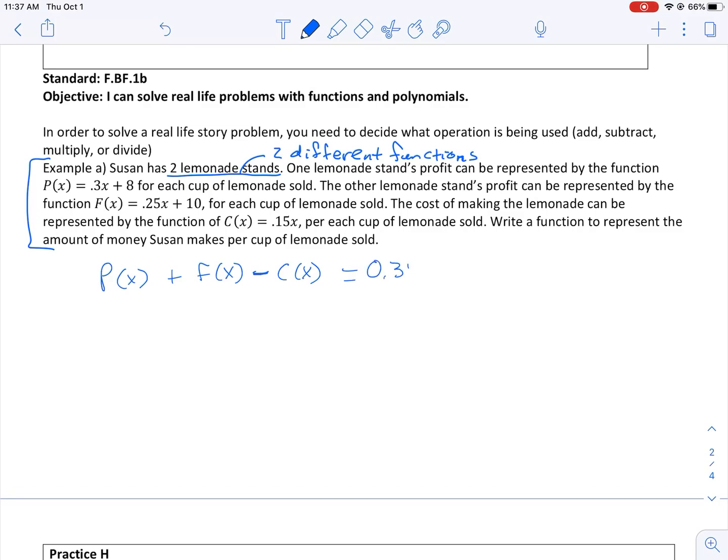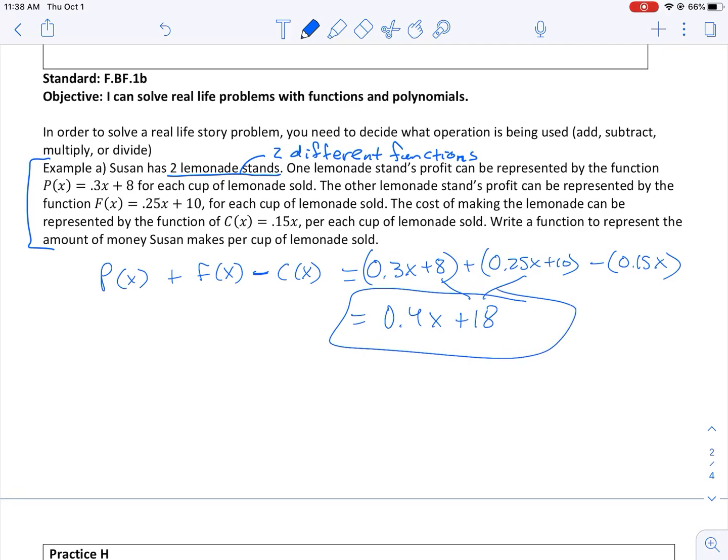We got 0.3x plus 8. That's the P of X part. And then we got the F of X part, which is 0.25x plus 10. And then we need to subtract off the C of X, which is 0.15x. And you can simplify this. 0.3, 0.25, subtract 0.15. You're looking at, was that 0.4? I think it's 0.4x, and then we got 8 plus 10 gives you 18, so plus 18. And voila, we have got our function here to represent the amount of money Susan makes per cup of lemonade sold.